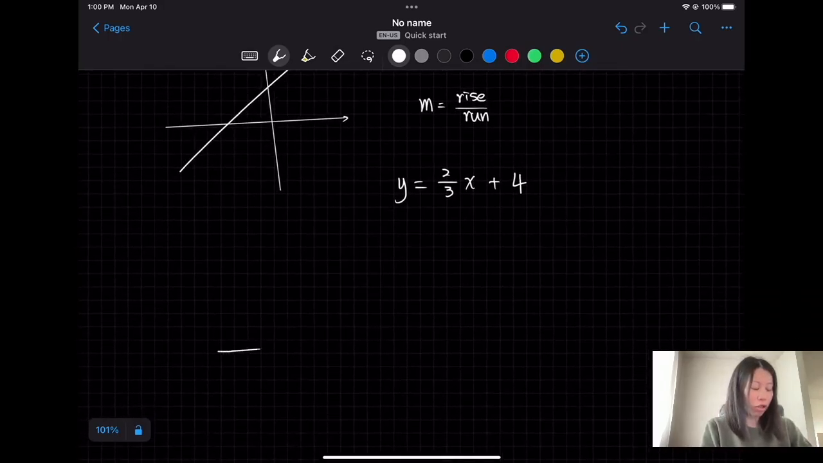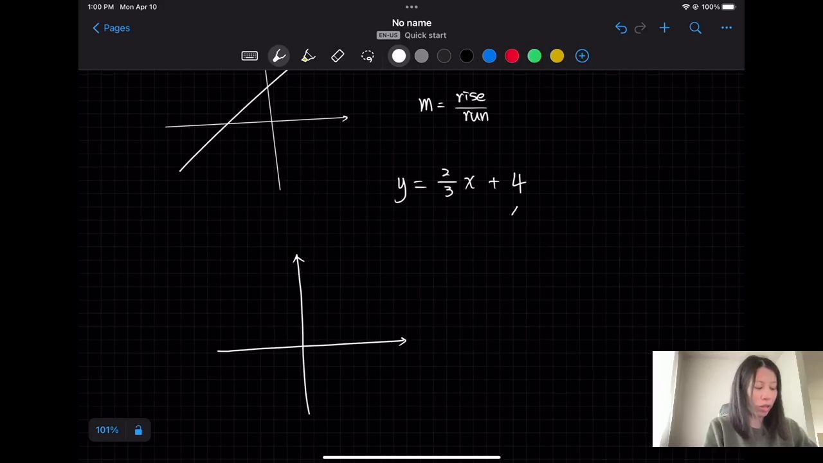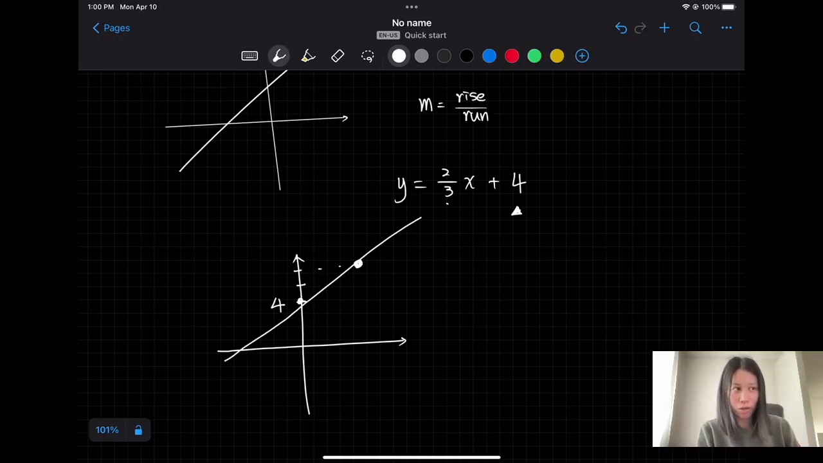The first point you're looking for is the y-intercept, 4. Let's say this is our 4, and rise 2 units, 1, 2, and run 3 units, 1, 2, 3. So this is our other point located by the slope, and you connect these 2 points together, and you will get the linear function.